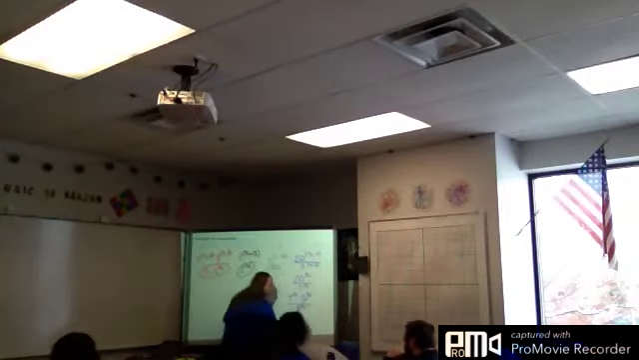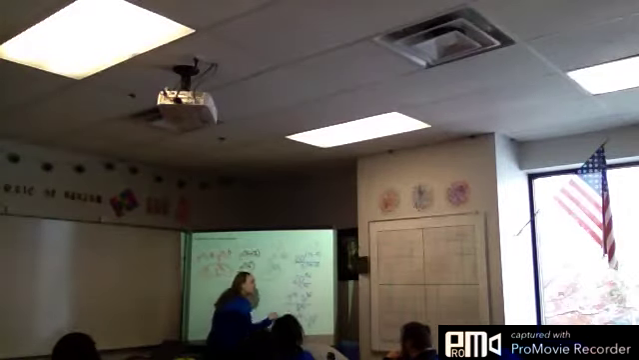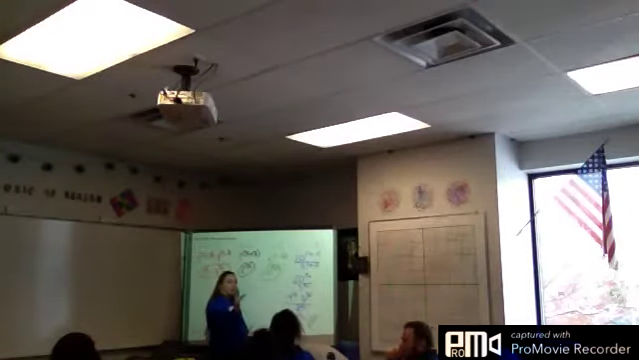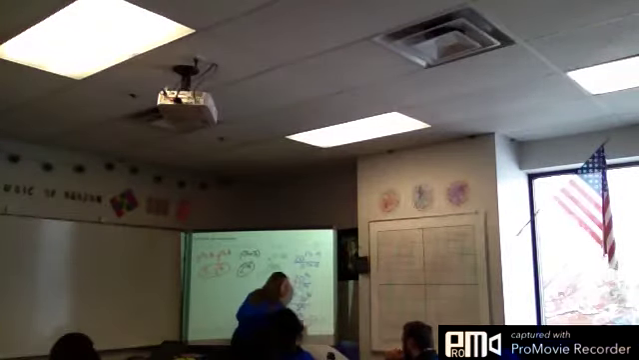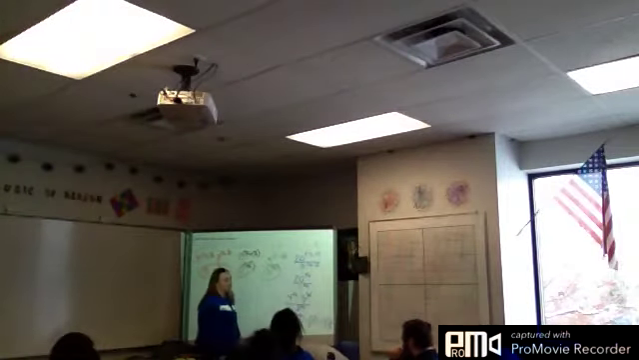Radical 4. So the square root of 4 cubed. Does 4 have a square root? 2. What's 2 cubed? 2 times 2 equals 4, times 2 equals 8. That is your simplified form on this one.